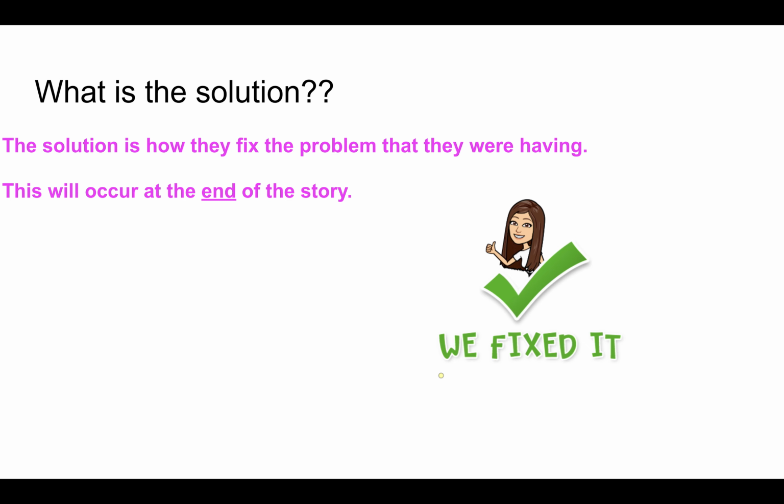So we are going to be reading a story together. I want you to think about what the problem is. So that is what the characters are having a problem with, or something bad that might have happened that needs to be fixed. And then I want you to think about what the solution is. That means how they fix the problem in the story, or what the characters did to fix the problem. So let's read the story together, and let's find out the problem and the solution.